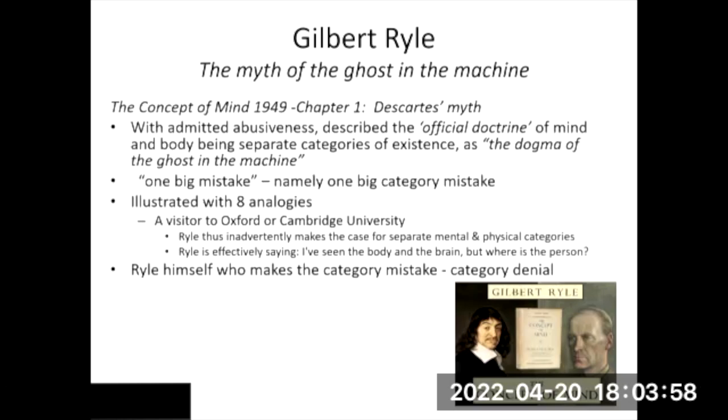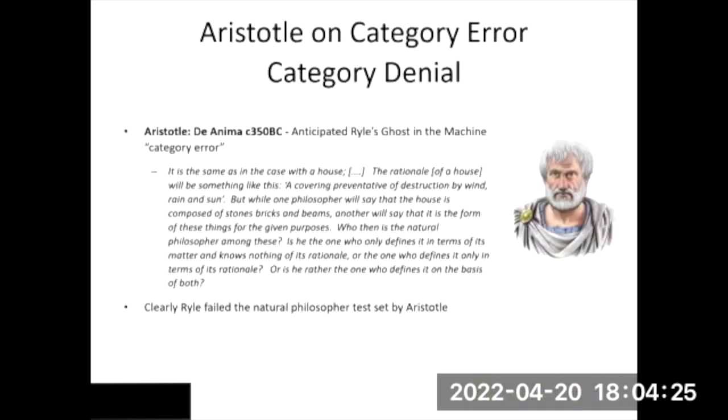And I don't know how he got away with this, but basically, if you translate that to the mind and the brain, he was effectively saying, I've seen the body and I've seen the brain, but where is the person, or where is the mind, if you like? So I think actually it was Ryle who made the category mistake. He made the mistake of category denial, which I would argue is also the same mistake that illusionists and some eliminative physicalists make these days.